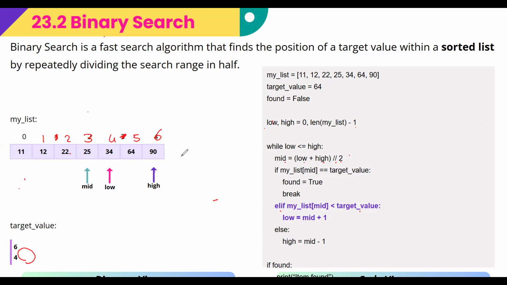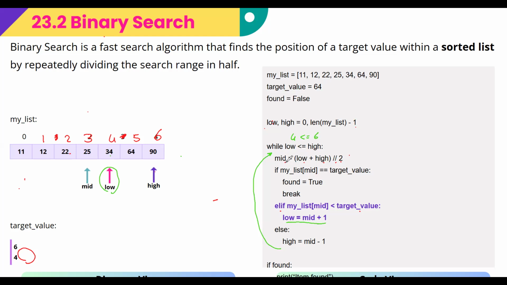So at the end, where is my mid? If my mid is 3, I will add 1 to it, and then I will make my low point to this. After I finish this, I go to check the while loop. Is my low, which is pointing to 4, less than or equal to the high, which is pointing to 6? 4 is still less than 6, so we're still able to run again.